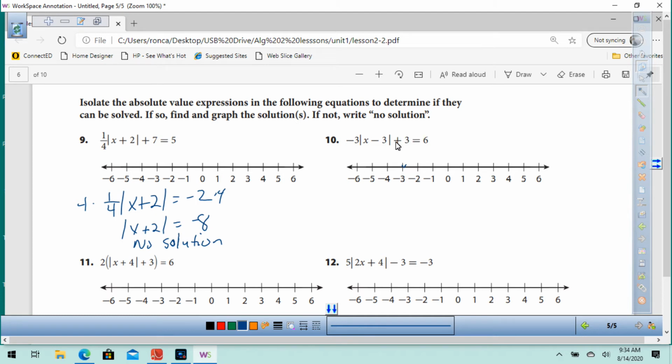Number 10, let's try number 10. We subtract 3 from both sides, and we get negative 3 times the absolute value of x minus 3 equals 3. Divide both sides by negative 3, and we get the absolute value of x minus 3 equals negative 9. Again, absolute value cannot equal a negative number. So, no solution.